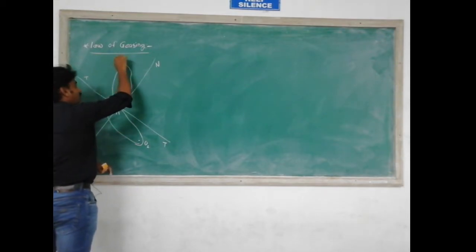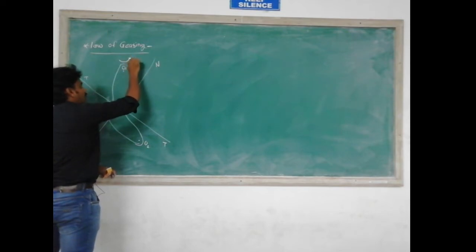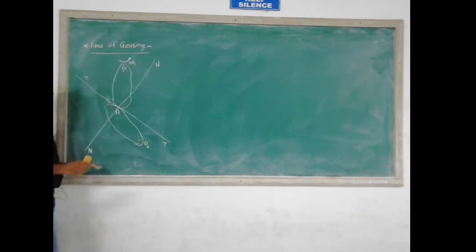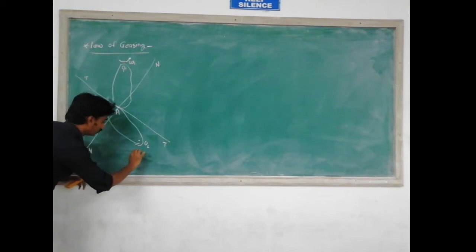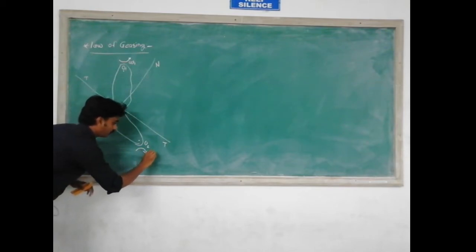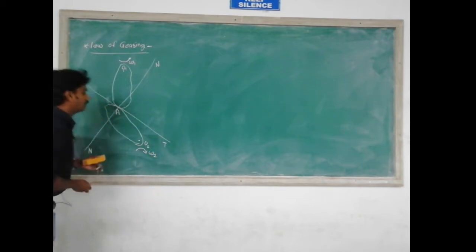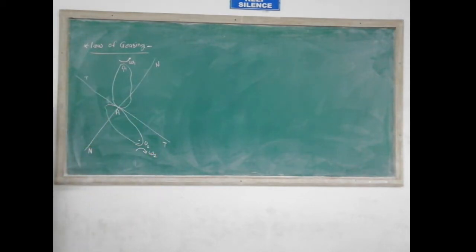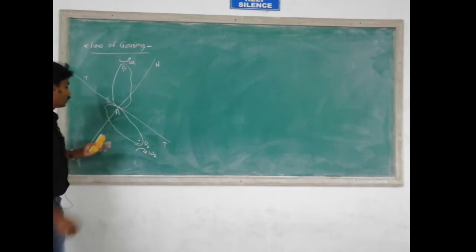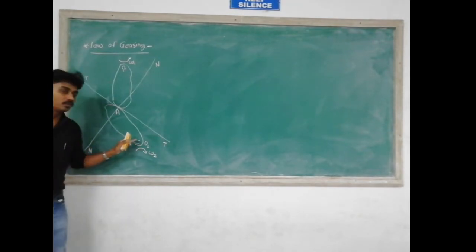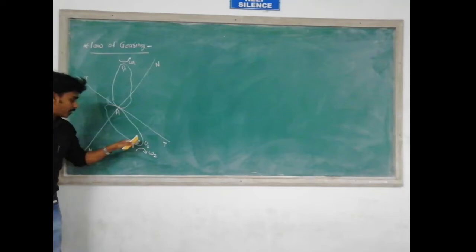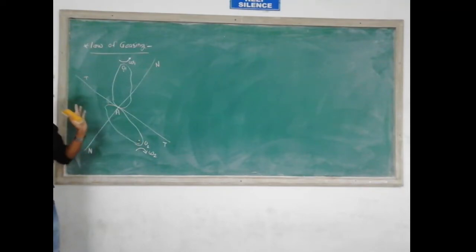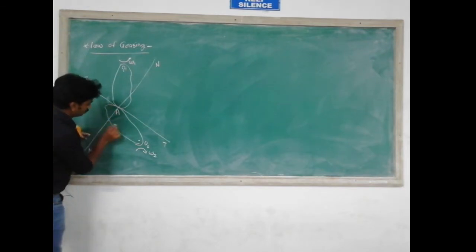If we consider that this gear with center O1 rotates in this direction with angular velocity omega 1, then due to this the other gear will rotate with angular velocity omega 2 in the opposite direction. Now draw a line from point O2 which is perpendicular to line N.